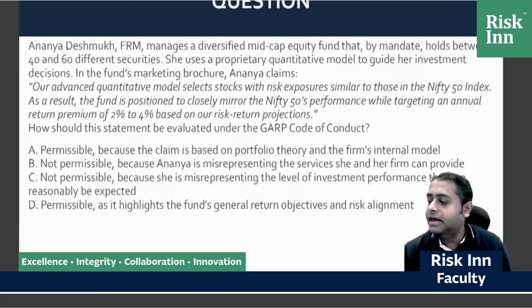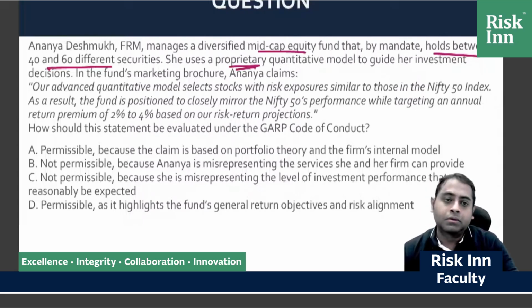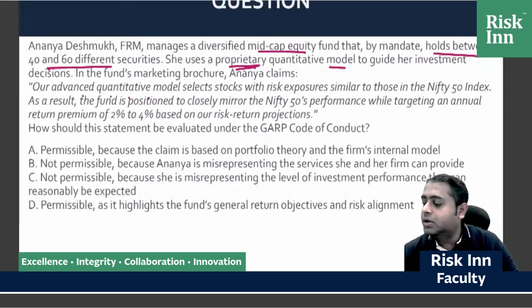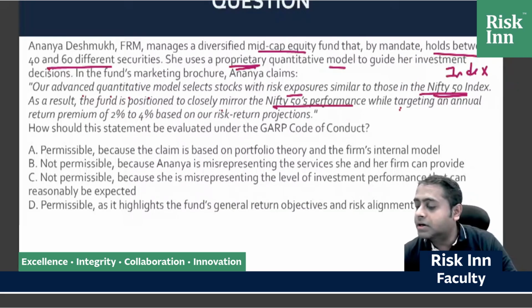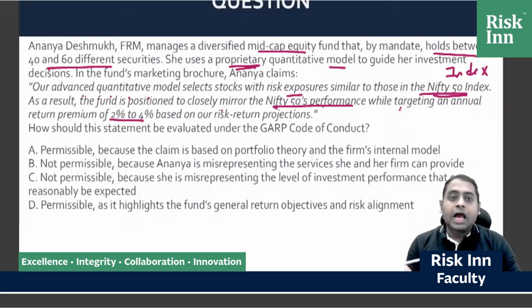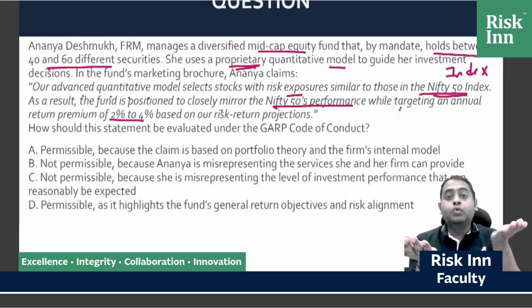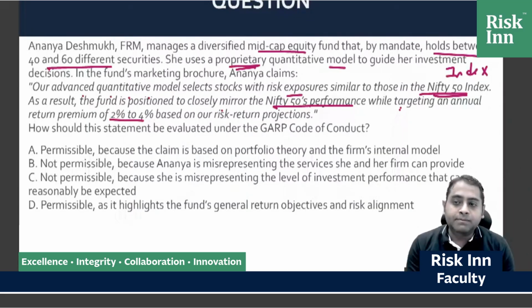Ananya manages a diversified equity fund, holds between 40 to 60 securities, and has her own proprietary model to guide her investment. Now, what is she claiming? Our advanced quantitative models have risk exposure similar to the Nifty 50. This is an index. As a result, the fund is positioned to closely mirror the performance while targeting an annual return. That means they are saying my fund is exactly matching the Nifty 50, but I'll be able to generate 2 to 4% higher than the Nifty 50. Is it possible?